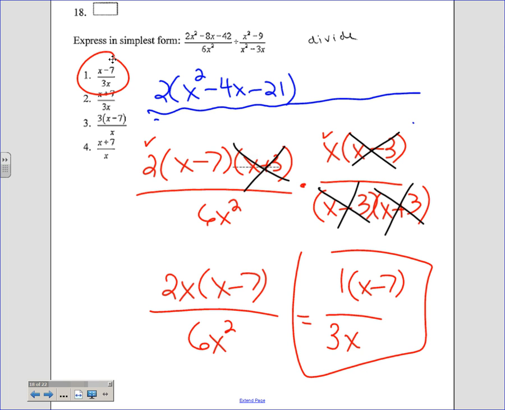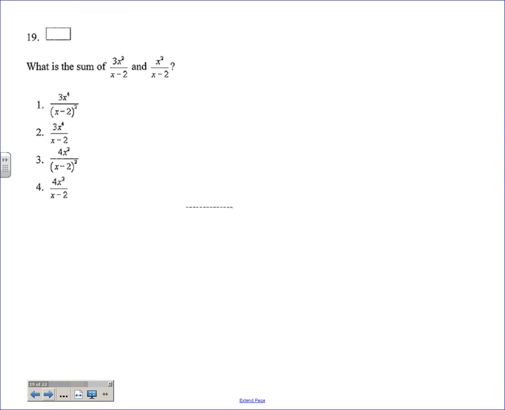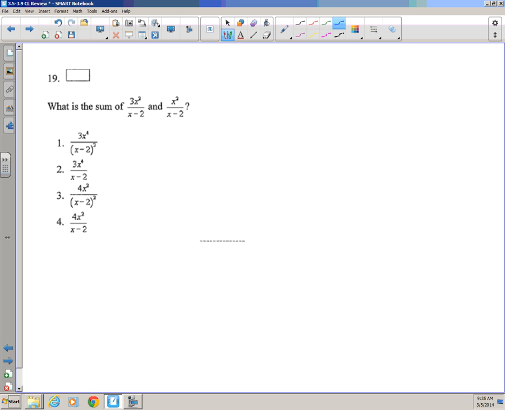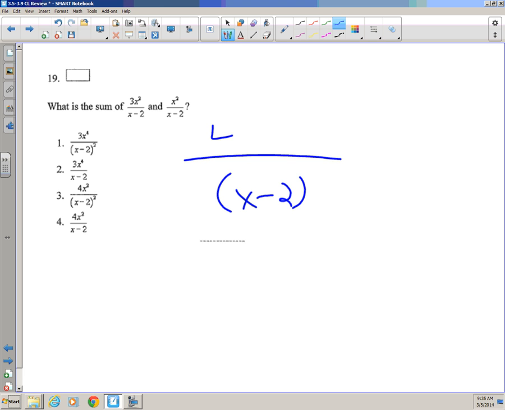Okay. Almost there. 19. Sum, common denominator is already x minus 2. Numerator, this becomes 4x squared, right? We're adding these things up. So it becomes 4x squared over x minus 2. That's it. Can't do anything else. Choice 4.